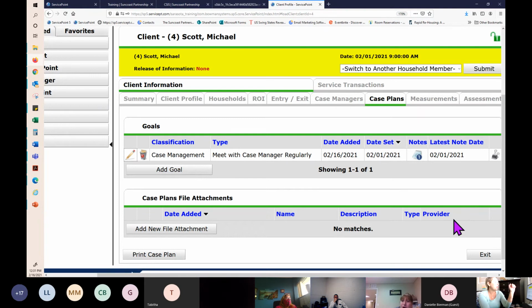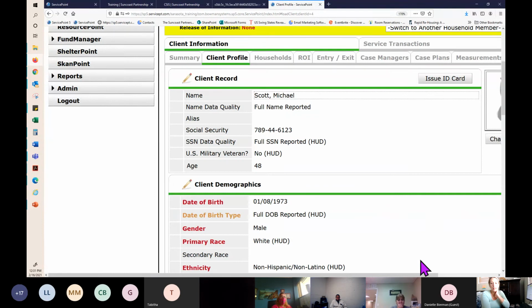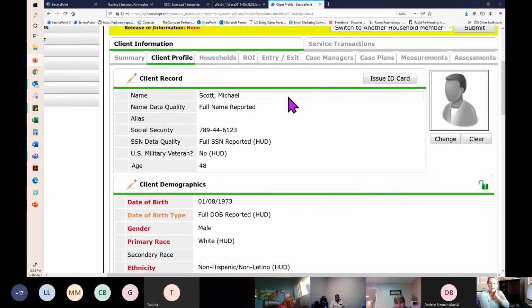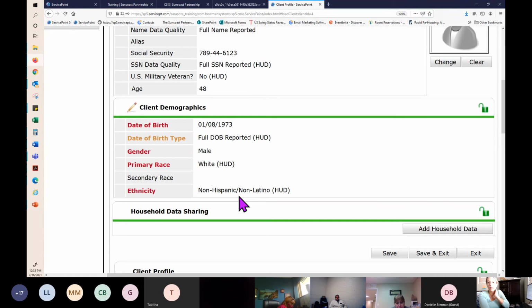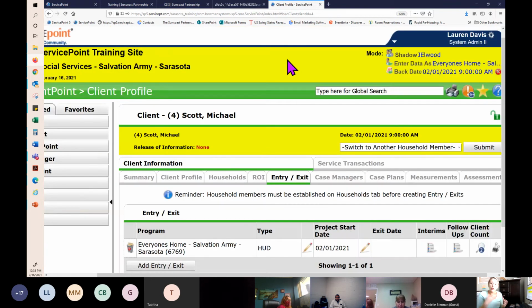Okay. So we've added the client into our project through entry exit. We do not manage clients from the client profile. I know this might be something new for the Pasco side of things. Historically, things may have been updated and added through the client profile, but that is not the appropriate way to use HMIS. We need to be using HMIS off of an entry exit program. So I think that's going to be the biggest shift for a lot of you. Go ahead, Tabitha.